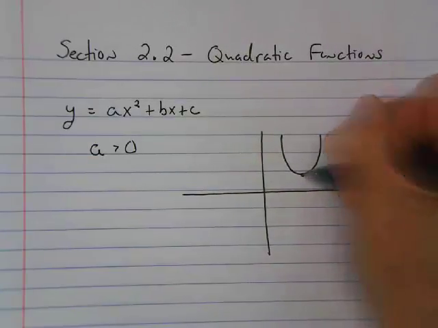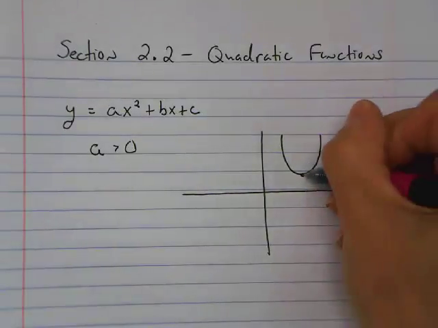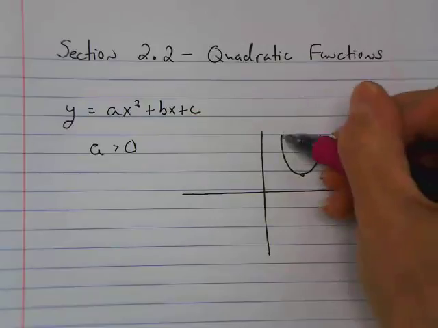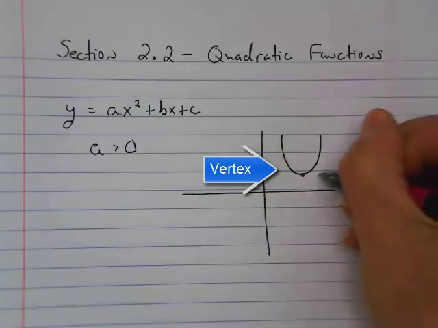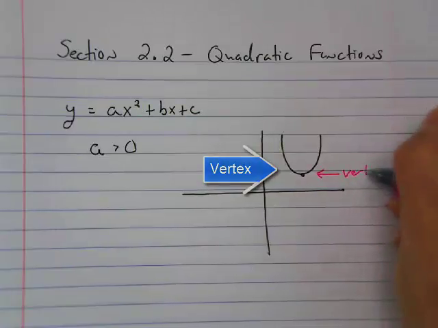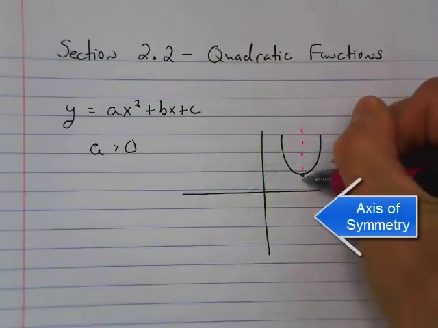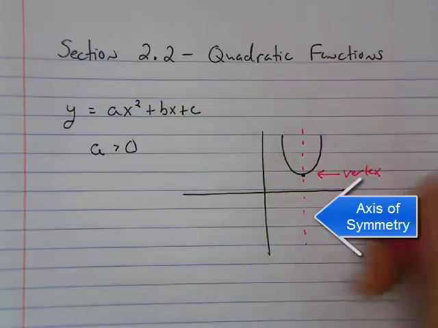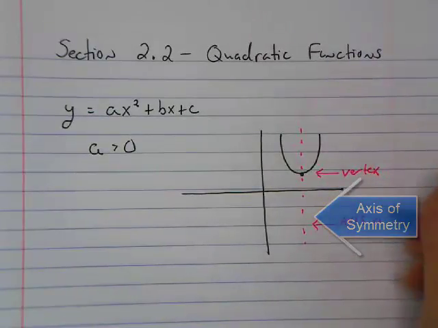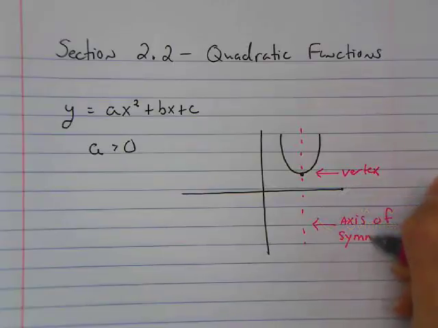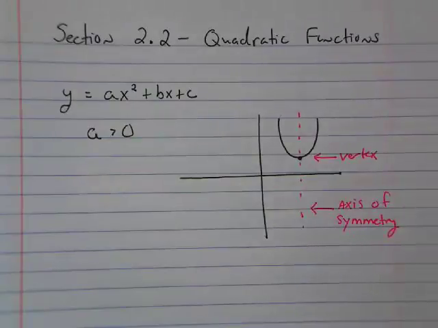So it looks something like this. Now it's going to have a couple of interesting things that I want to go ahead and point out. This point right here where it begins, where it starts, it's decreasing and then it begins to increase, that point of inflection is called the vertex. And this dotted line that would cut the parabola in half is called an axis of symmetry. Okay?